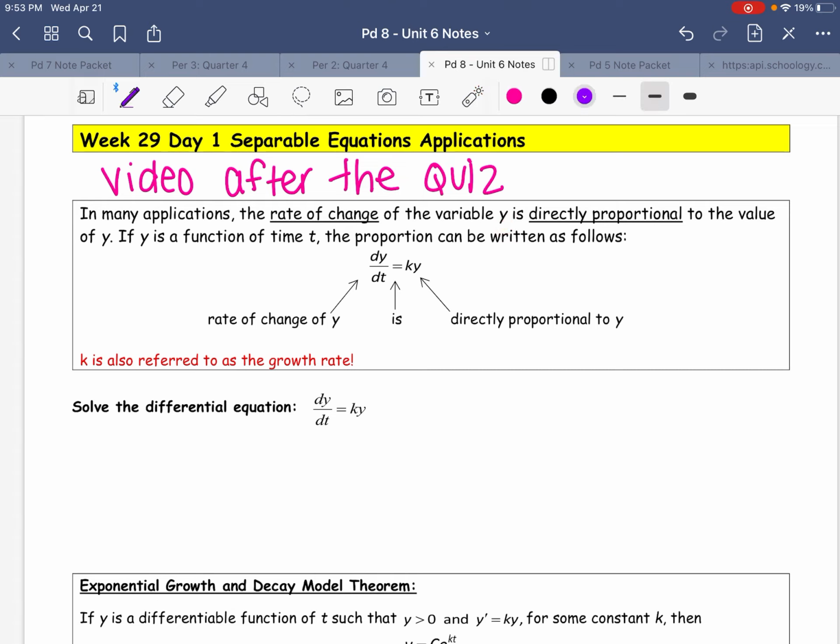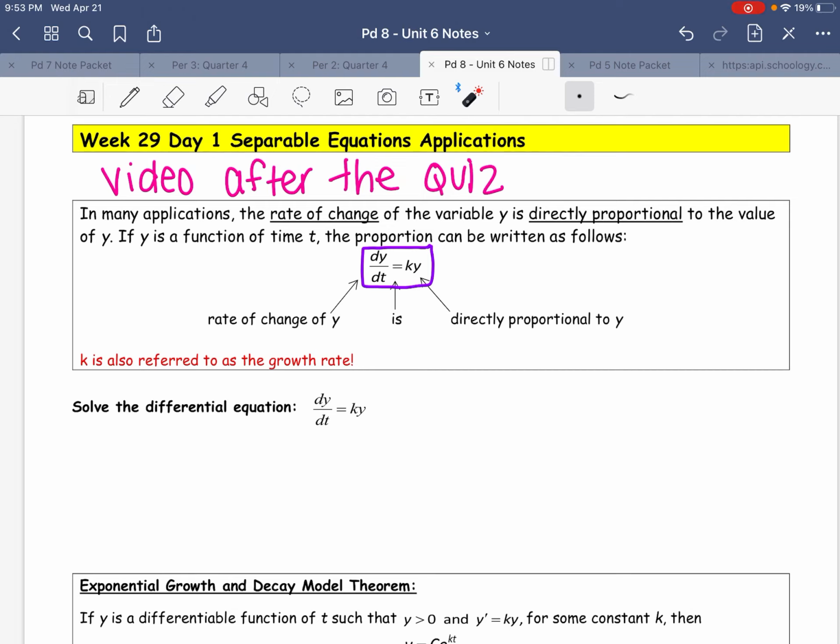And so what does that mean? Directly proportional. You might have done that in Algebra 2, but something that is directly proportional would say the rate of change, dy dt, is directly proportional to y. So that means k, which is a constant, times y. So just labeling things, the dy dt is our rate of change of y. Is my equal sign, and directly proportional means k times y. K is also referred to as the growth rate.